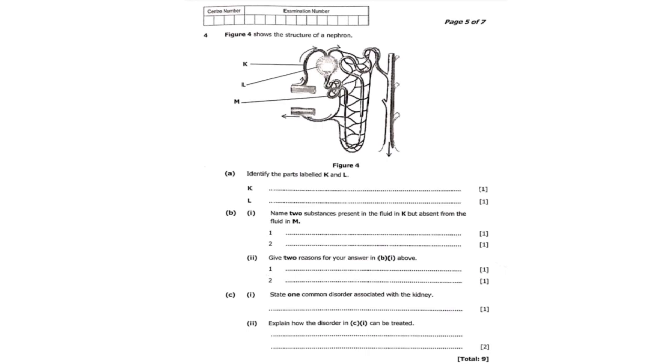A. Identify the parts labeled K and L. So we are identifying K, and this is K. We are also identifying L. So here K, this is the afferent end. L is the Bowman's capsule.